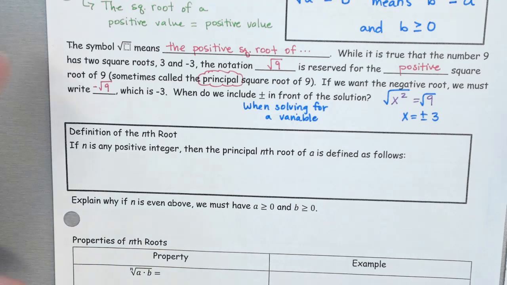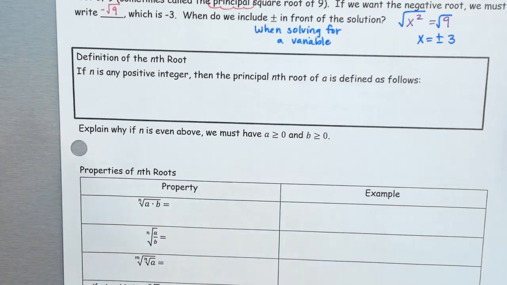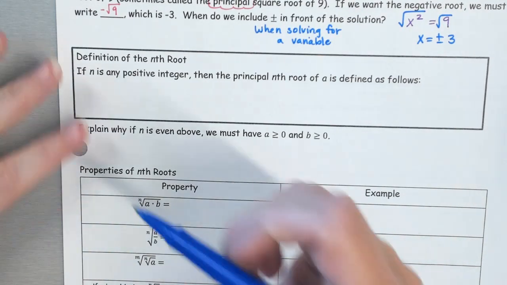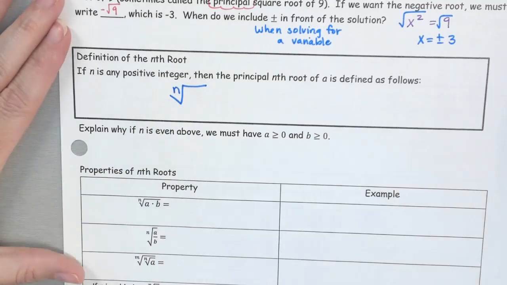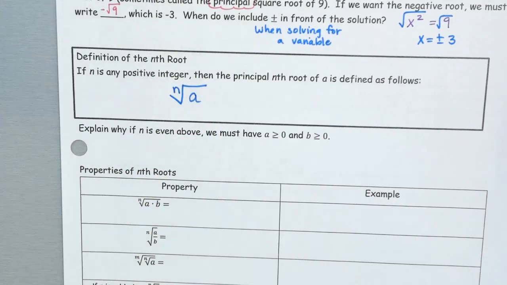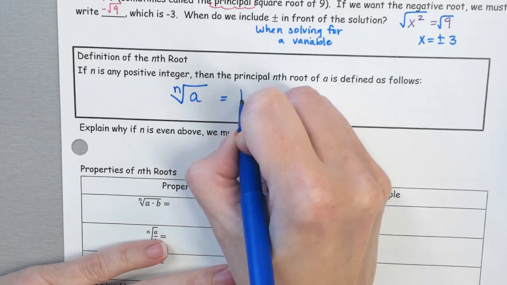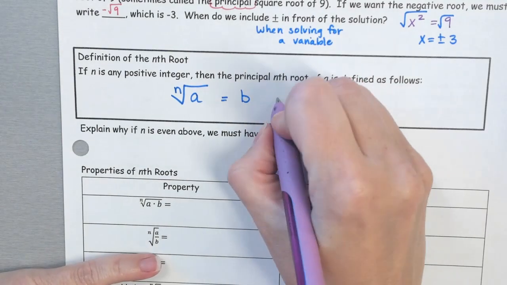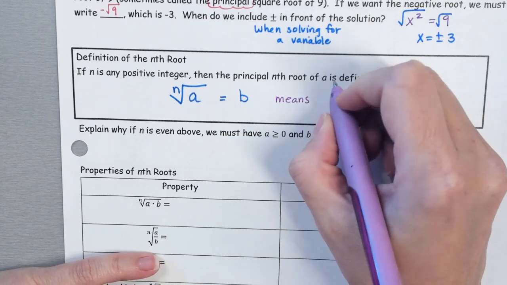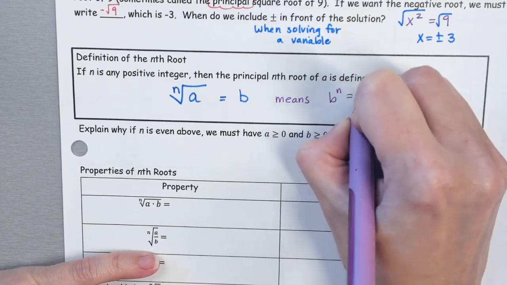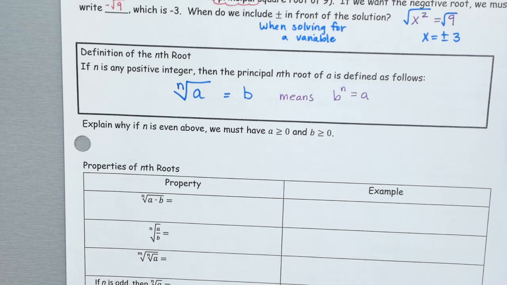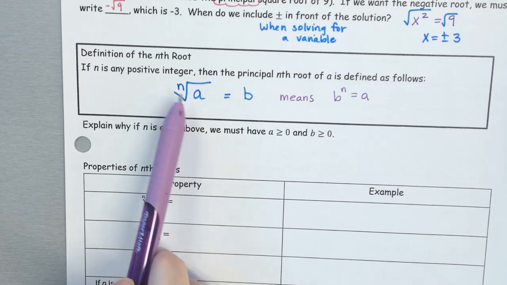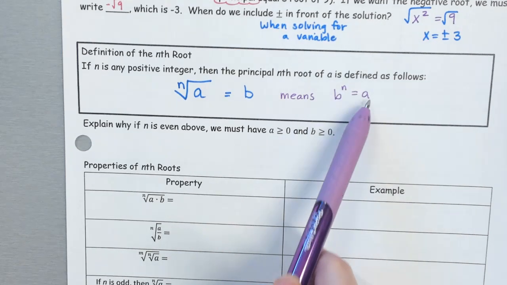Okay, so when you have an nth root of any positive integer, you write it as the nth root of a. That's going to equal some value b. And this means b to the power of n would be equal to a. So the cube root of 8 is 2 because 2 to the third is 8.